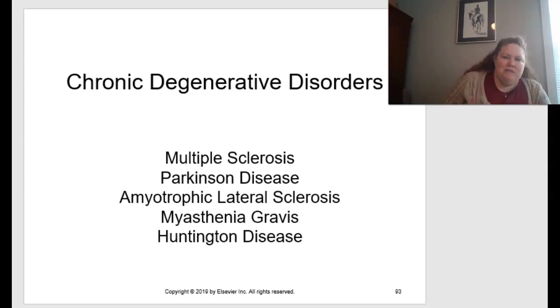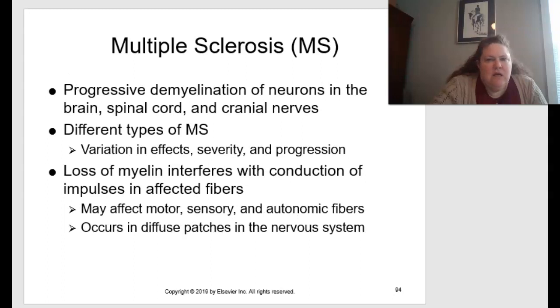All right, what about chronic degenerative disorders? This is on page 370, and these include multiple sclerosis, Parkinson's, ALS, myasthenia gravis, and Huntington's disease. So speaking specifically about MS or multiple sclerosis, this is a progressive demyelination of the neurons in the brain, spinal cord, and cranial nerves. So remember, myelination made the signal go quicker and easier. So demyelination would make things slow down, right?